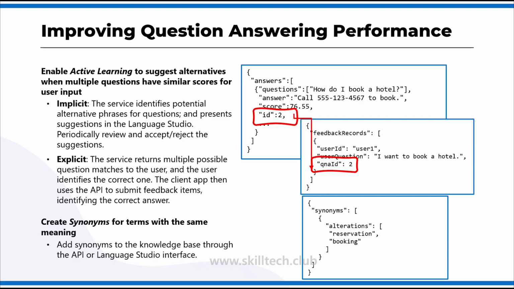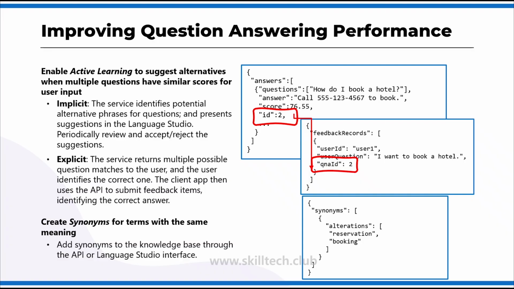You can do active learning implicitly or explicitly. The implicit way is that the service identifies potential alternative phrases for questions and presents the suggestions in the Language Studio. You can periodically review and accept or reject these suggestions. That is the implicit way of active learning. And we have the other one, explicit active learning, in which the service returns multiple possible questions that match the user's input, and the user identifies the correct one. The client app then uses the API to submit feedback items and identify the correct answer.